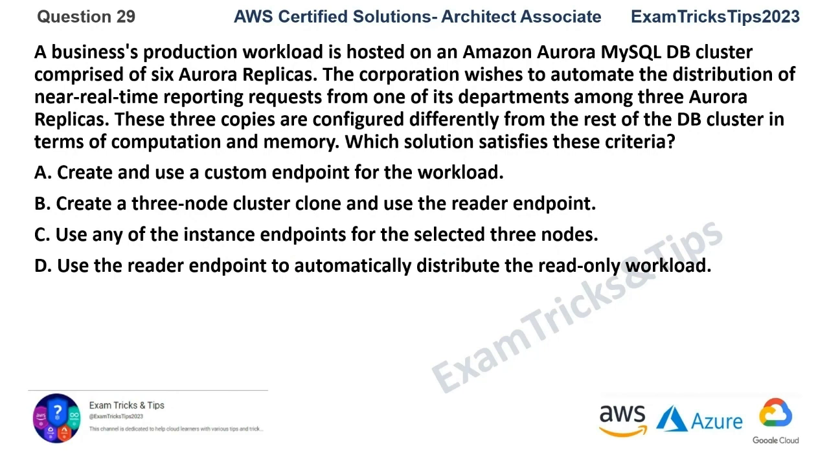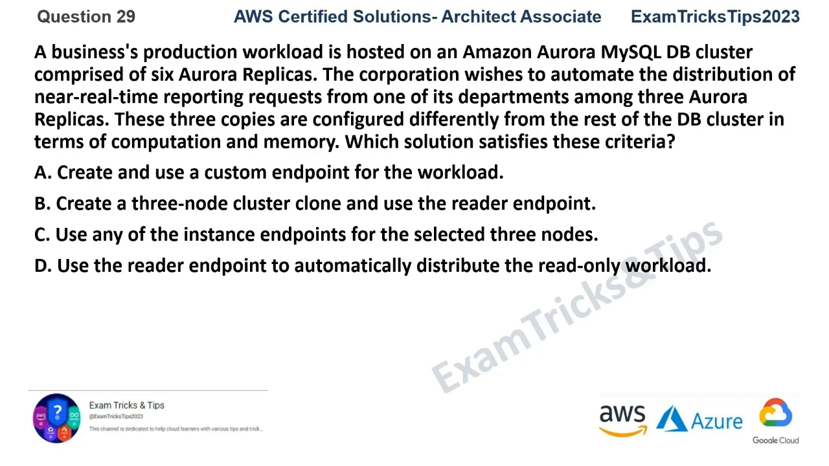What do we have here in terms of problem description? There is an Aurora MySQL DB cluster, and it has 6 replicas. 3 of the replicas are configured differently. They are optimized for usage. And what the corporation wants to do is there are some near real-time reporting requests coming from one of the departments. So they want to route all of those requests to a set of replicas out of these 3.